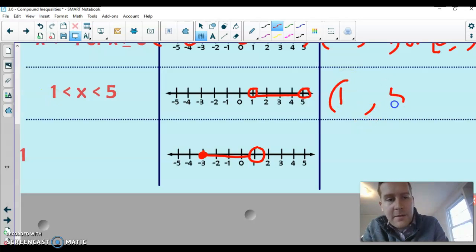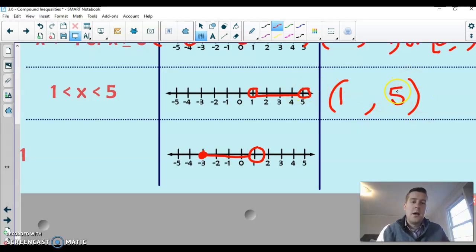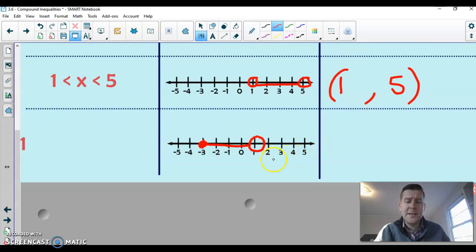Well, they stop at 5. Again, open circle at 5, so I put a parenthesis around it. That's it. Graph starts at 1, ends at 5, right? No arrows going off to infinity in either direction. So infinity is not being included in this interval notation.